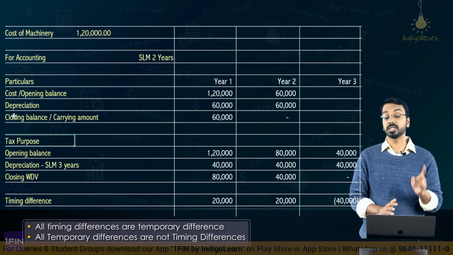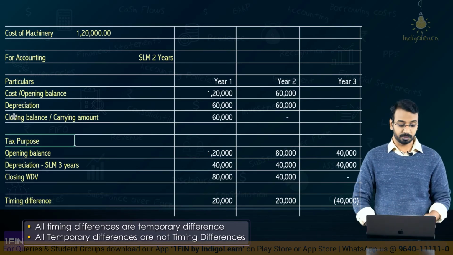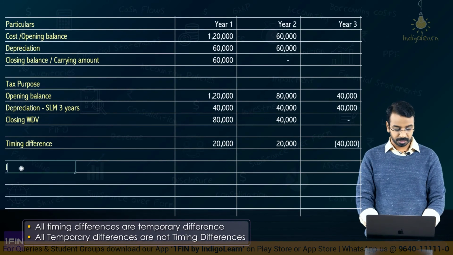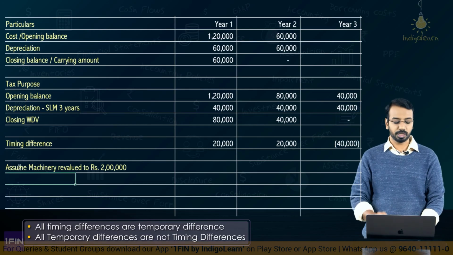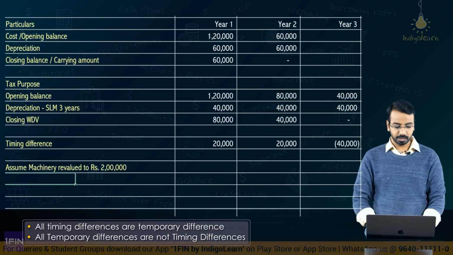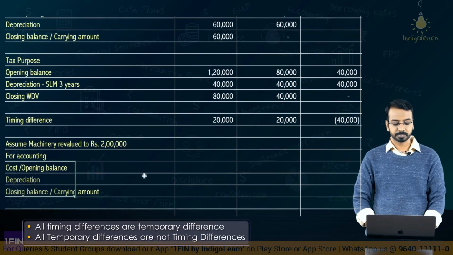Now, the fair value of the machine is 2 lakhs. We have done the revaluation. Assume machine revalued to rupees 2 lakhs. And I am hypothetically telling you that it is done on the same day. So, if that is the case, then for accounting, what will be the cost, depreciation and closing balance? Let us quickly calculate that.